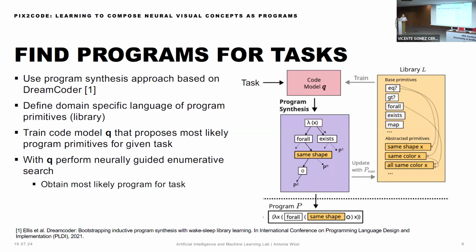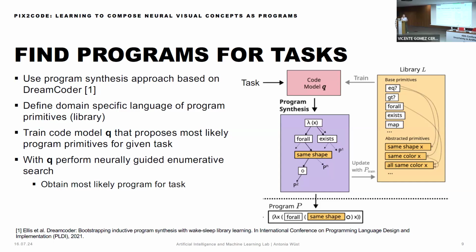And for program synthesis, we perform an enumerative search, which is guided by the model. So we sample from the model and get the most likely primitives, build our programs based on that, and keep track of which programs are the most likely. So that at the end of the search, we obtain a program that solves a task.